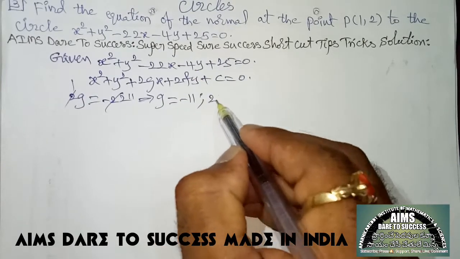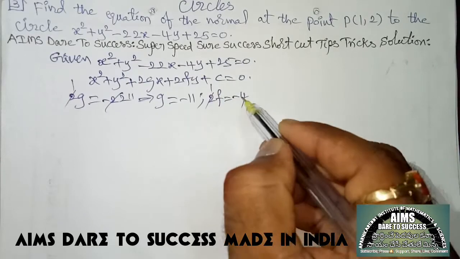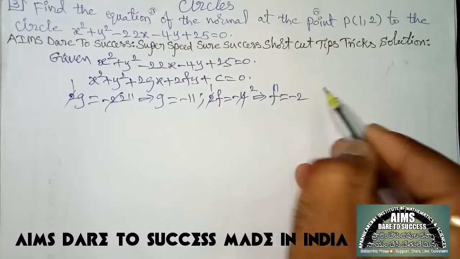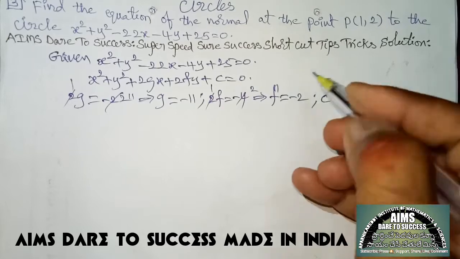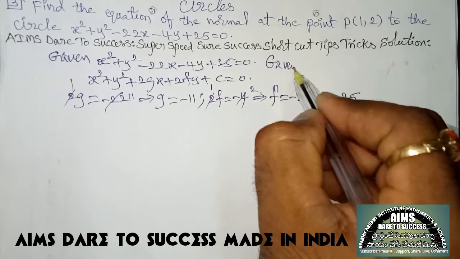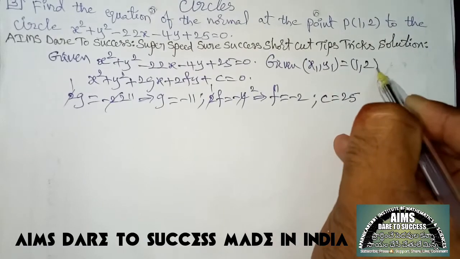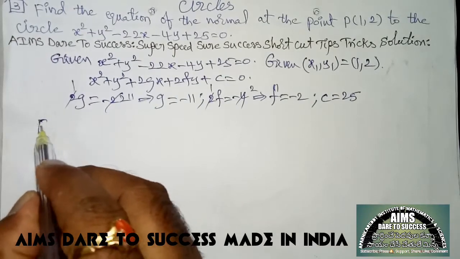Now comparing the y coefficient, 2f = −4. Cancelling, 2 ones are 2, 2 twos are 4. So the f value is −2. And lastly, the constant value c = 25. Now I am writing the given point (x1, y1) = (1, 2). Now I want to find the equation of the normal.